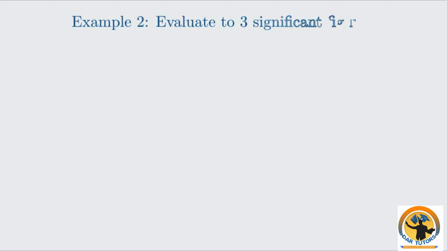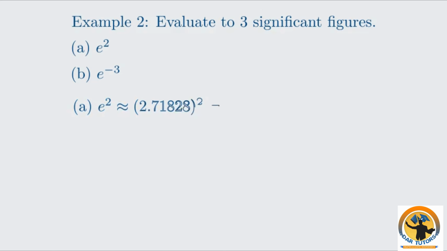Now let's try some with exponents. We'll evaluate e squared and e to the power of negative 3. First, e squared. This is e times e. Using a calculator, e squared is about 7.389. Rounded to 3 significant figures, this is 7.39.